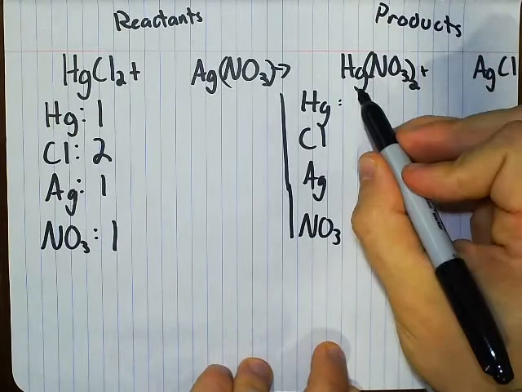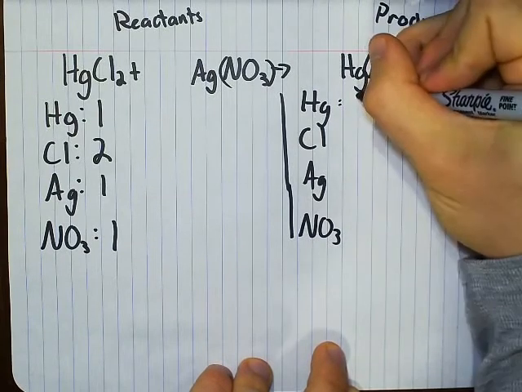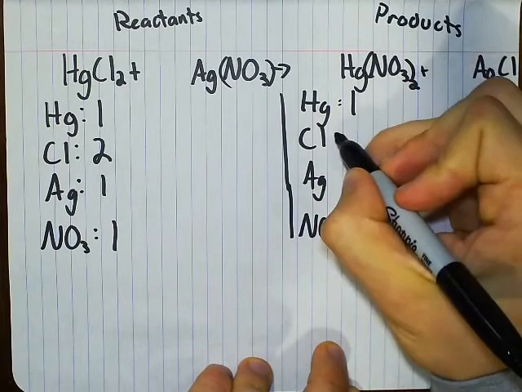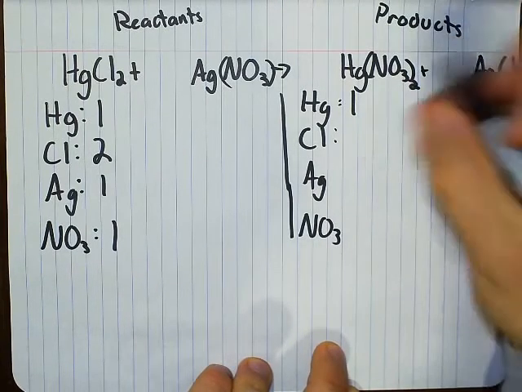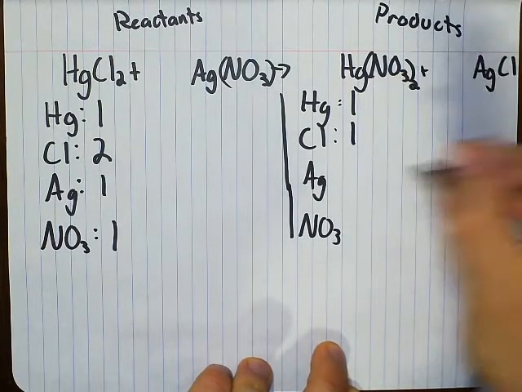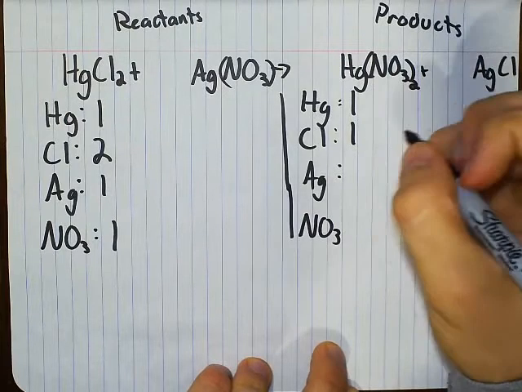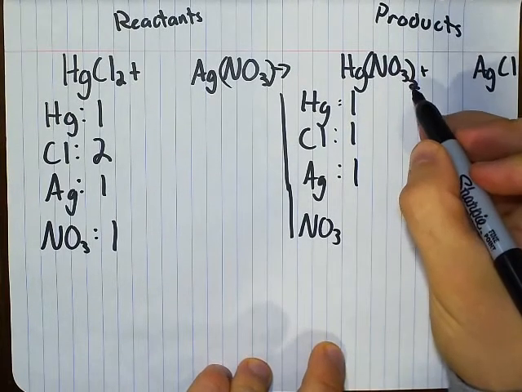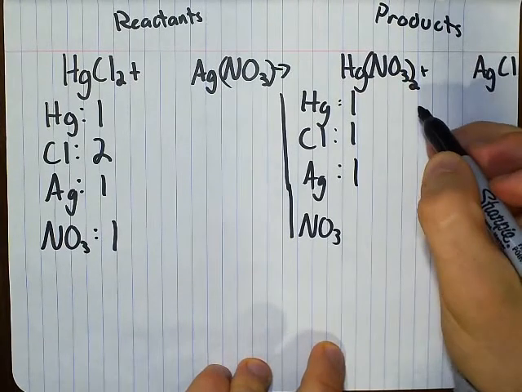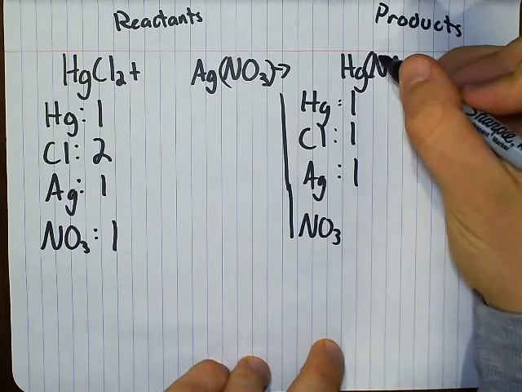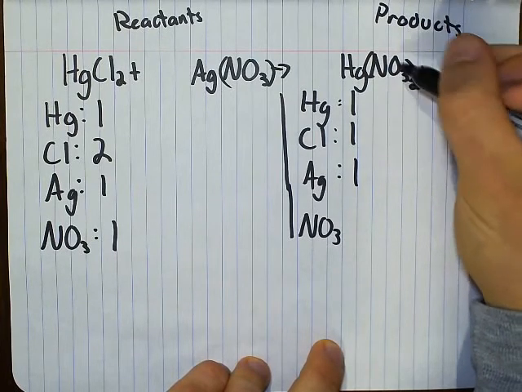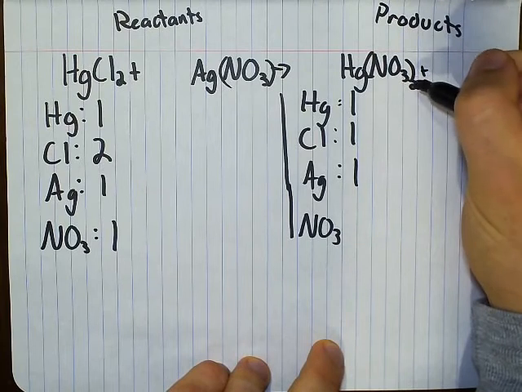I can see I've still got one mercury. And I'll go down the line. I've only got one chlorine here. I've got one silver. But then I've got 2 nitrates. So because we're treating this nitrate as a group, we've got to write these parentheses in here because that group runs together as a group.